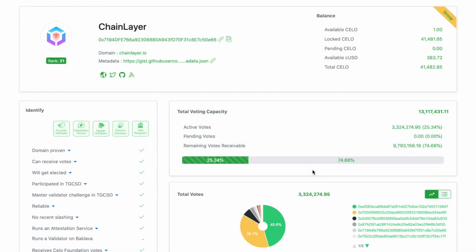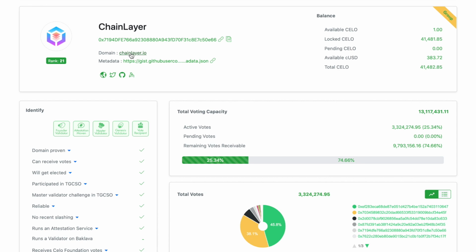So let's use an example. To investigate each individual validator, I would typically use a community-built platform called thecelo.com. And today I'm going to use ChainLayer as the example because Peter, who's running ChainLayer, is one of the most well-respected validators on Celo. So I will look at a few things.